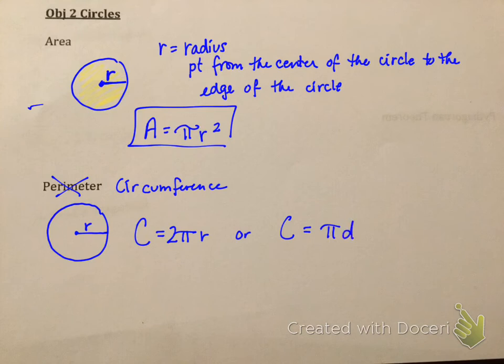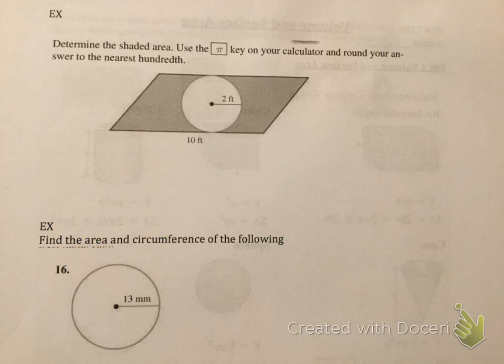So once again, the r stands for the radius, and d stands for diameter. The diameter is the entire distance across. So diameter is 2 times r. So 2r equals d. That's why you can use either formula. So you have to know circumference equals 2 pi r, or pi d. Once again, these have to be memorized.